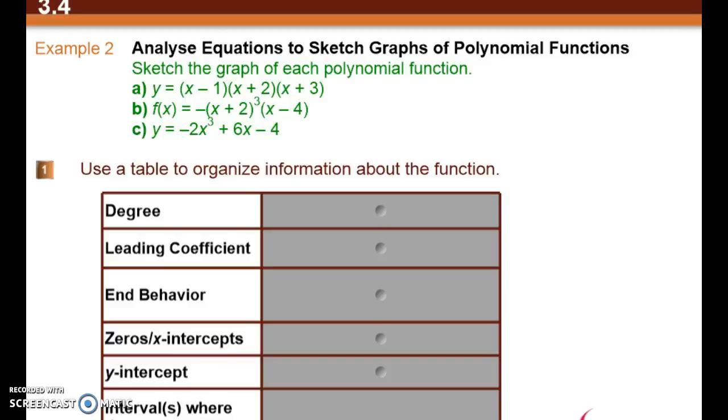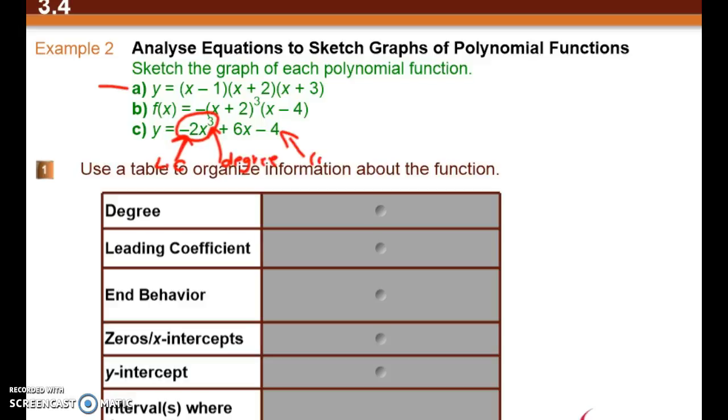Example 2. Sketch the graph of the polynomial function. So we're going to look at A, and we want to know what the degree is. It's harder to see the degree than when it's just a normal polynomial function. Like we're cool with these ones because that's the leading coefficient. That's the degree.